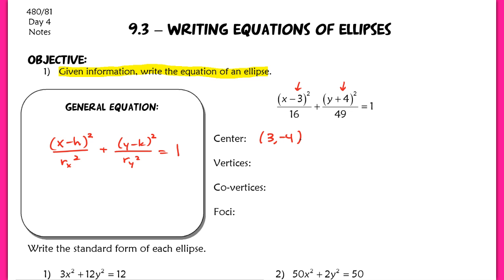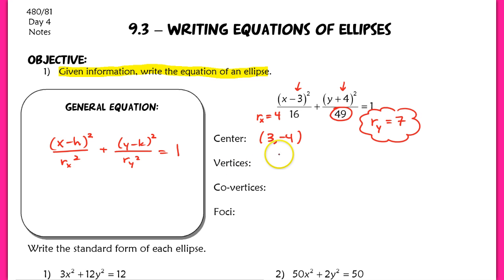Now, for the vertices, we know that those vertices are going to have to lie on the major axis, and in this case, the major axis is in the y direction. So we see here that r sub y will equal 7. We just square root the 49 here to get r sub y, and r sub x is going to equal 4.